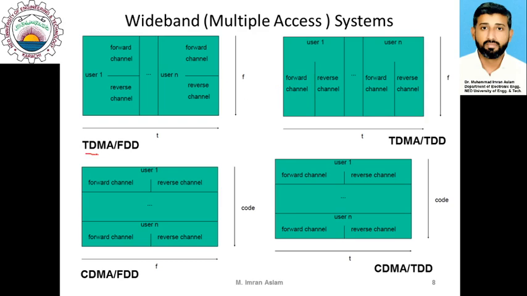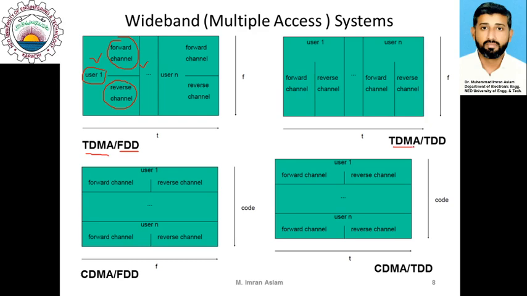So if we have TDMA based multiple access and frequency division duplexing, in that case different users would be allocated different time slots for the transmission. So user 1 would have a certain time slot for transmission, user 2 would have another time slot, user 3 would have another time slot, and so on. Each user would be allocated a different time slot for transmission. But for each user, we generally allocate two different frequencies in order to establish forward and reverse communication. So the forward channel and reverse channel have different frequencies for each user.